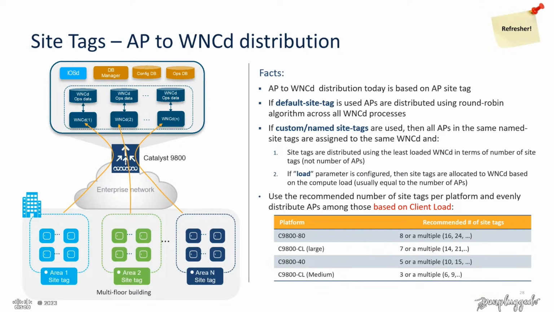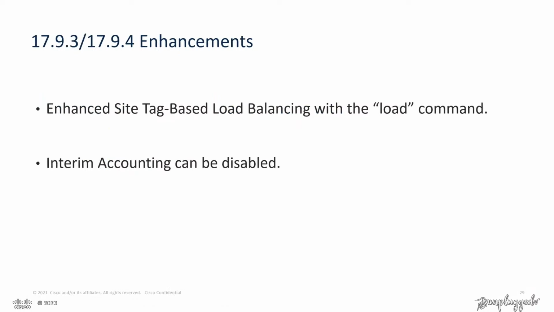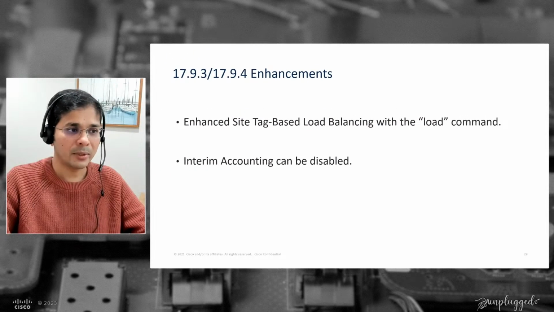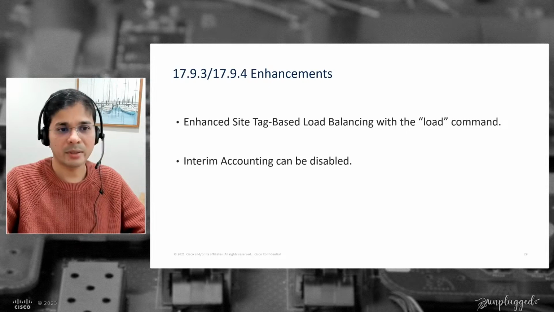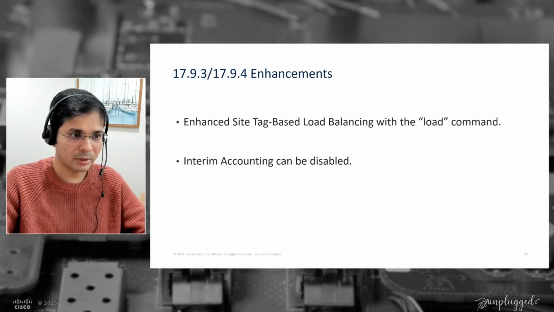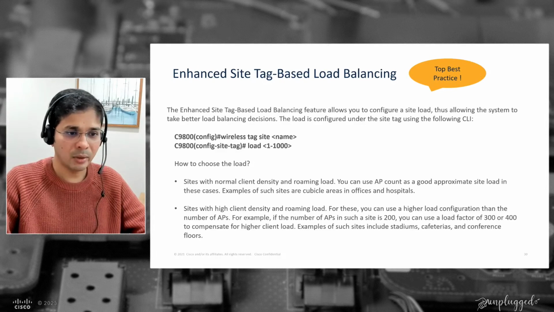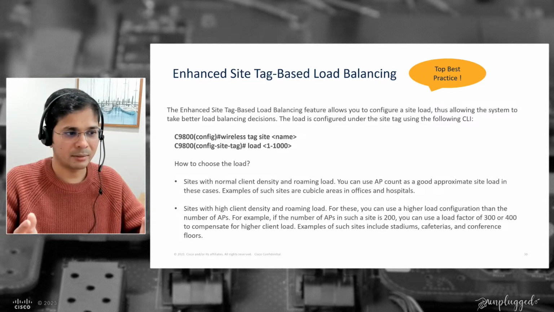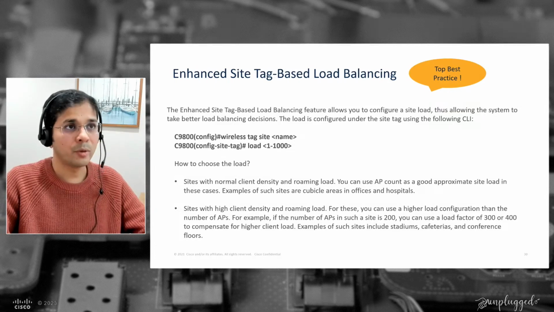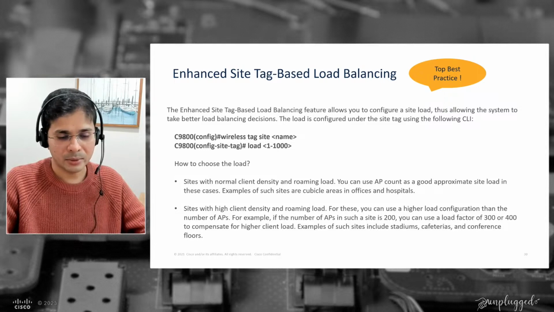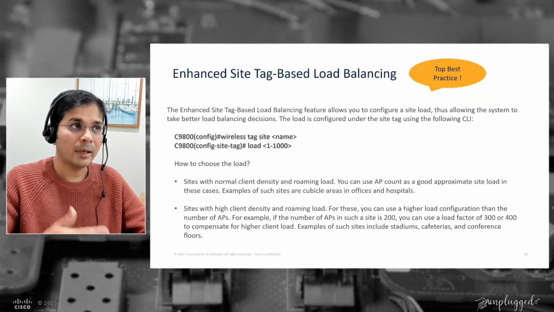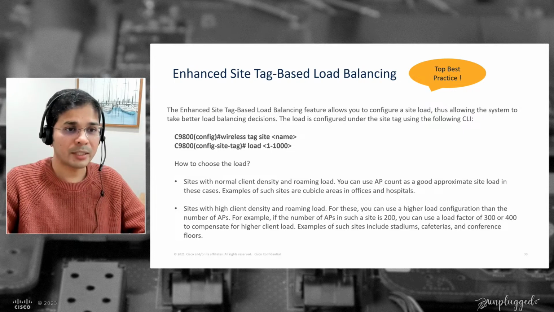So we came up with two things. One was in 17.9, a feature called enhanced site tag based load balance. So you could go ahead and define a load for a site. For example, if a site has normal client density, you could keep it as a site load of maybe 100. But if you feel there is a high density, high roaming, you could increase that site load to 300 or 400.